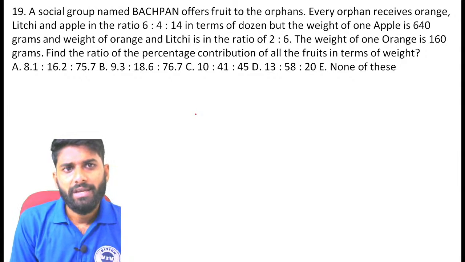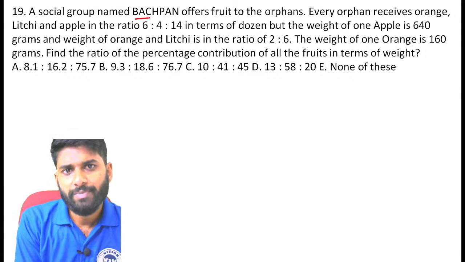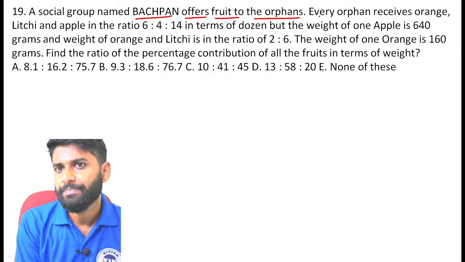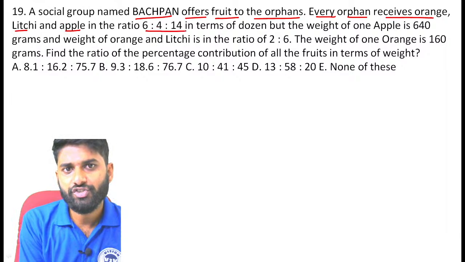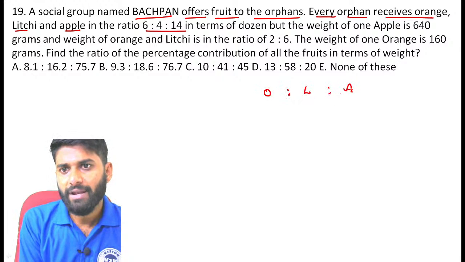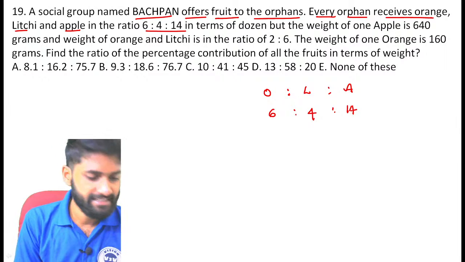The question: A social group named Bachpan offers fruit to the orphans. Every orphan receives orange, lychee, apple in the ratio of 6 is to 4 is to 14. So these are the quantities.